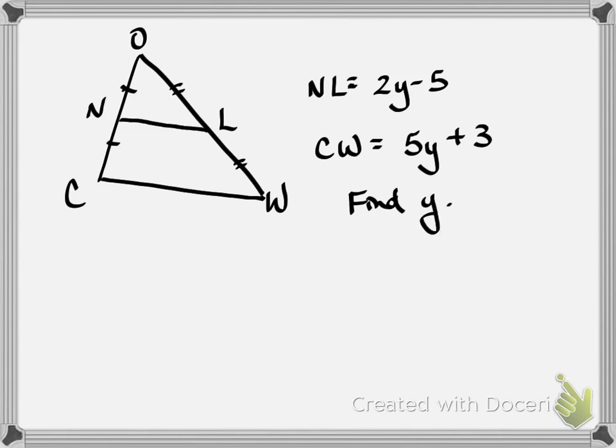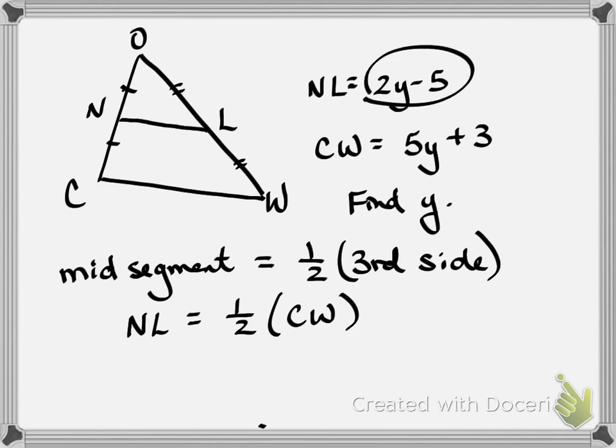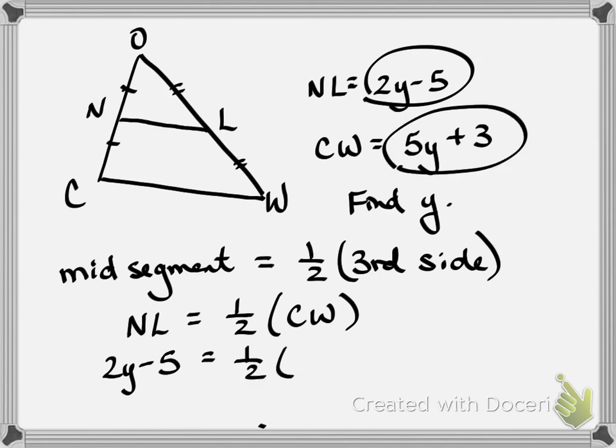Okay, so I want you to think this sentence every time you're thinking mid-segments. The mid-segment is half of the third side. That's from that theorem. So according to this problem, NL is our mid-segment, and it's half of its third side, the side it's parallel to, CW. Now let's substitute for NL. It's half of, substitute for CW.